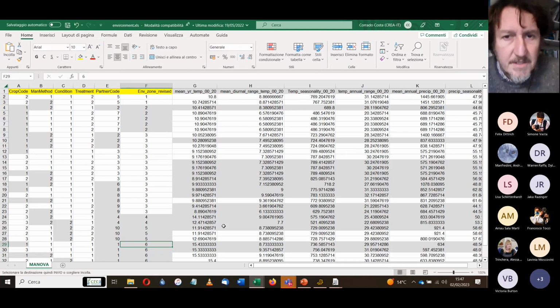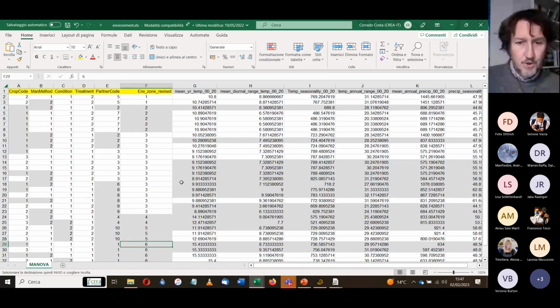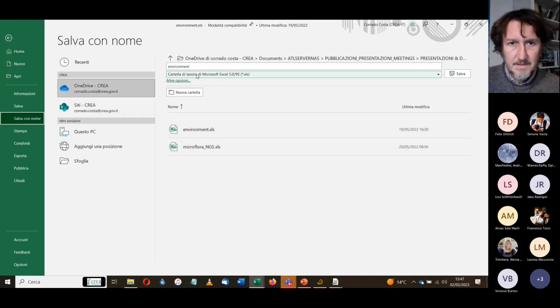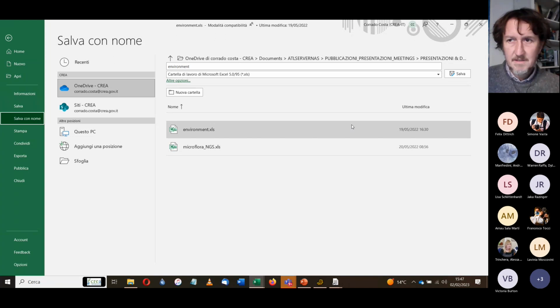Okay. So, a few basic rules. The file should be an Excel file, but not XLSX, but the older XLS. So the older version, the Excel 5.0/95 version. Okay.